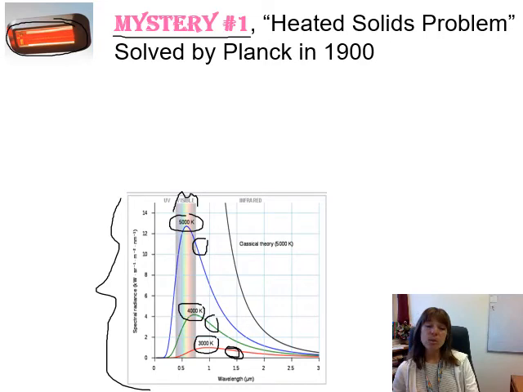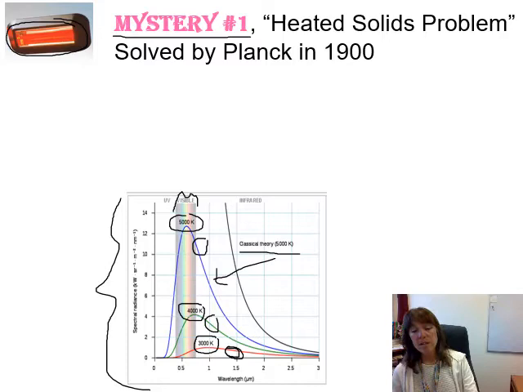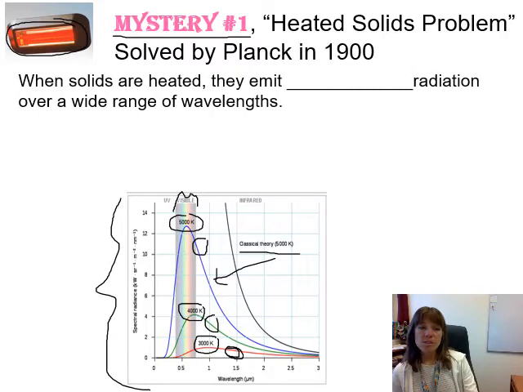Now, in class, we will look at a PhET simulation about this that enables us to play with this a little bit to see what's happening. But Max Planck was trying to solve mathematical equations to model these lines. And he couldn't do it with classical theory. The classical theory of physics, particle physics that had been around for a long time, was not fitting the data. So he threw it out, and he learned that when solids are heated, they emit electromagnetic radiation.